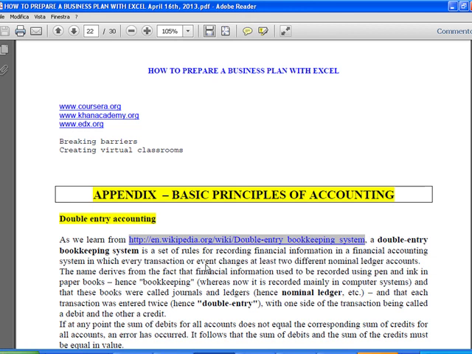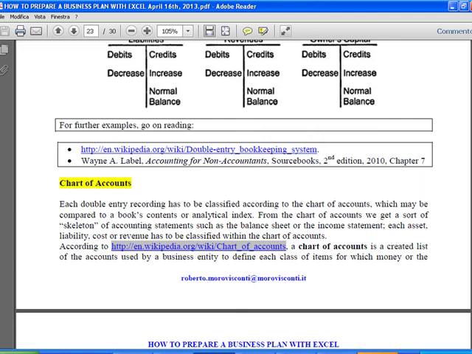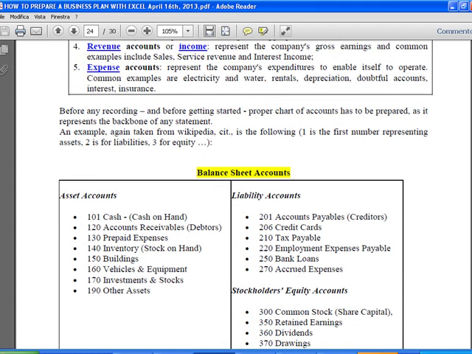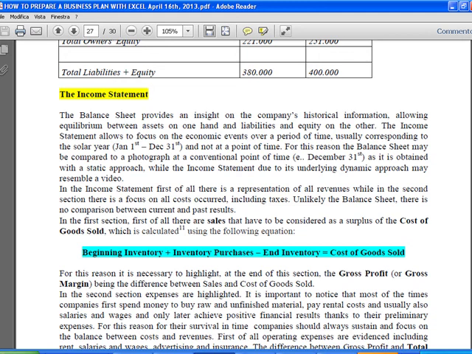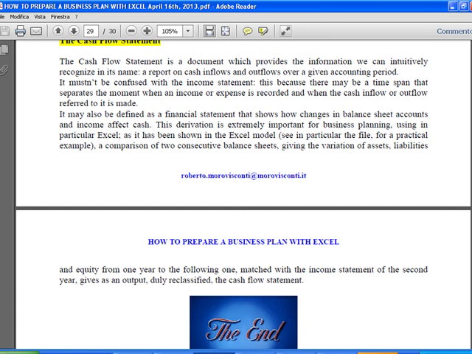Double entry accounting, T accounts, chart of accounts, assets, liability, equity, revenues, expenses, balance sheet accounts, profit and loss, the fundamental accounting equation, assets equal liability plus owner's equity, an example of a balance sheet, the income statement, and eventually combining it, the cash flow statement. And then we go to the end.